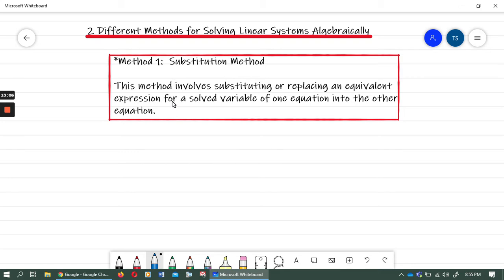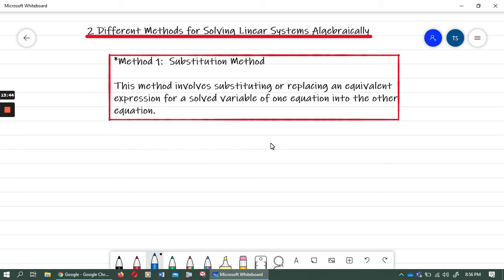Okay. In other words, you're replacing some type of equivalent expression when you have a solved variable. In other words, when you have an equation where you have solved for that variable. So you're going to replace. Anyway, I'm about to show you exactly how to do it. So if these words here aren't doing it for you, that's fine. You'll see what we mean when we say that it involves substituting or replacing an equivalent expression for a solved variable of one equation into the other equation. You'll see exactly what we mean by that in just a sec.